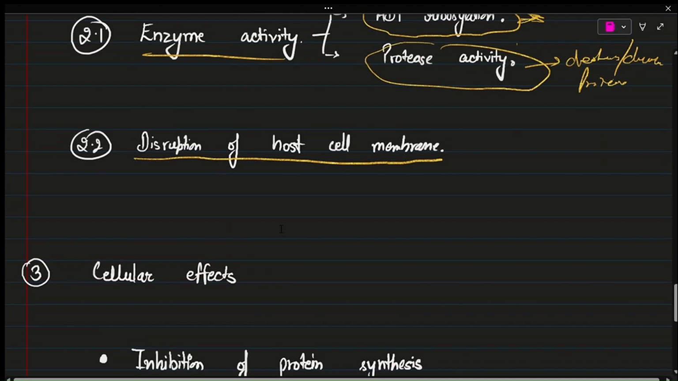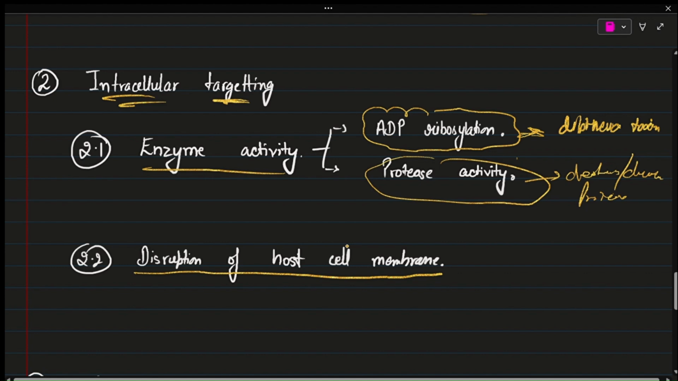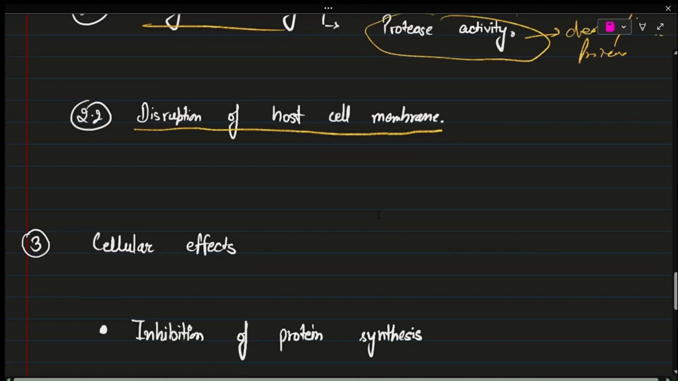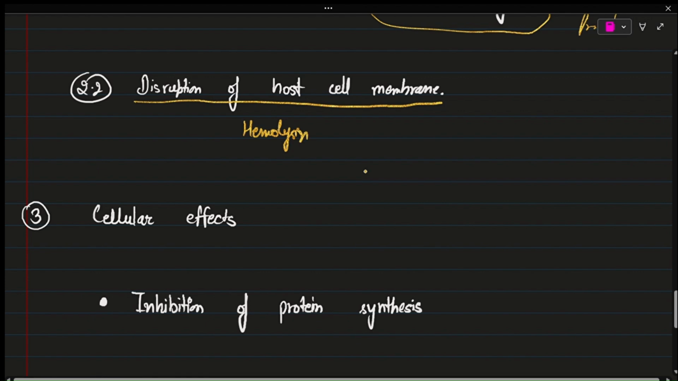And similarly, you can also quote some other examples of ADP ribosylation, just as if I take the example of diphtheria toxin. Okay, so the diphtheria toxin will go and bind to elongation factor 2, thus it will disrupt the translation process. Okay, and in case of disruption of host cell membrane, hemolysin can be said as a major disruptor of cell membrane.